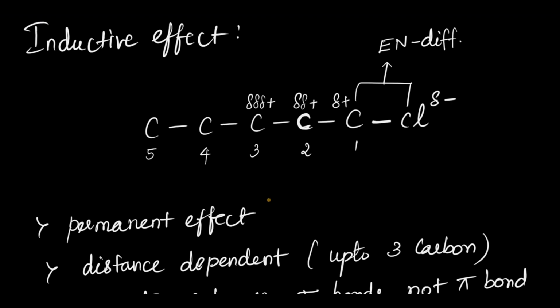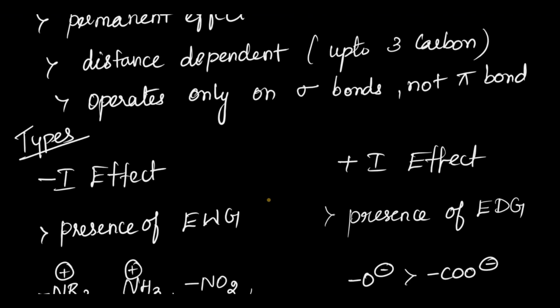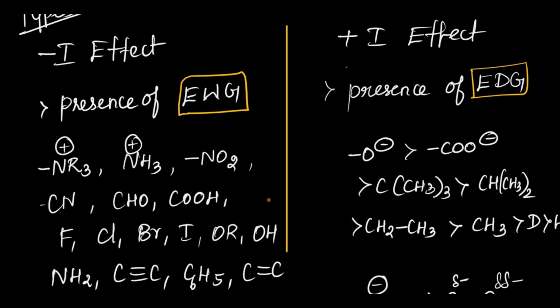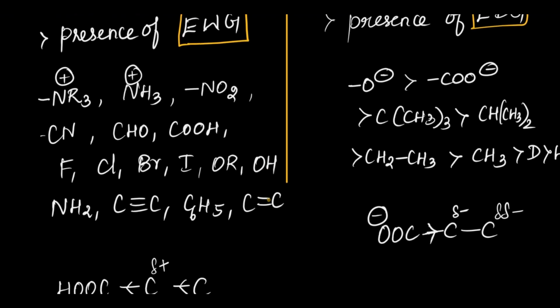This is a permanent effect, and it is distance dependent. Up to 3 carbons, this effect can be effective, and it operates only on sigma bonds, not on pi bonds. It can be of 2 types, plus I and minus I. As I told you, if an electron withdrawing group is present, it pulls the electrons towards itself. For example, NR3+, NH3+, NO2, CN, aldehydes, ketones, carboxylic acids, halogens, alcohols, ethers. In case of an electron donating group, it is the plus I effect. It donates electrons, like alkyl groups, carboxylate and oxides.